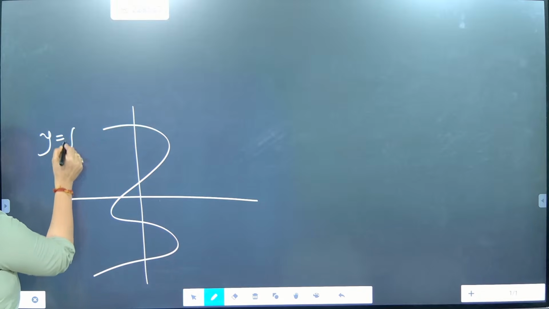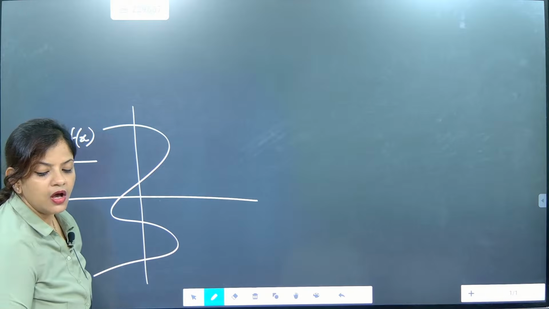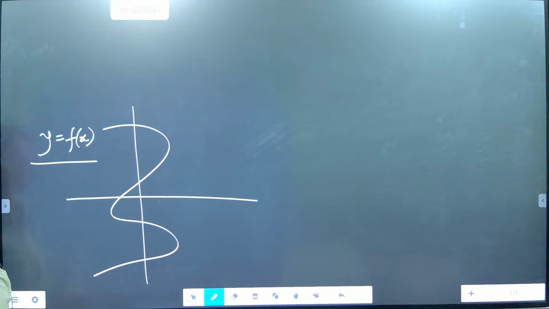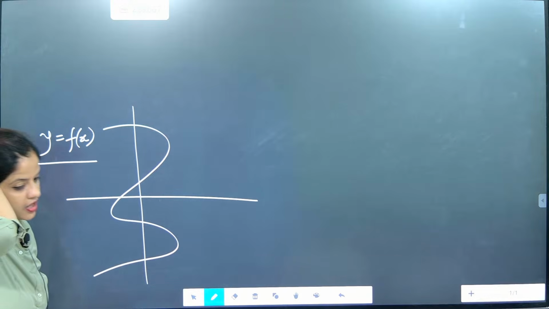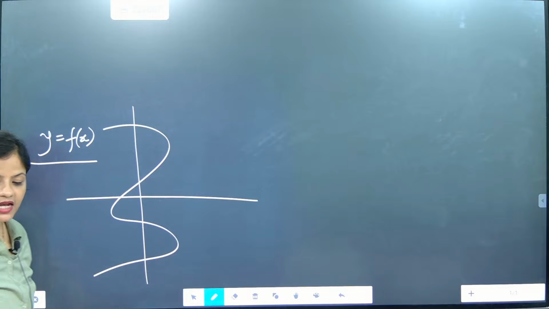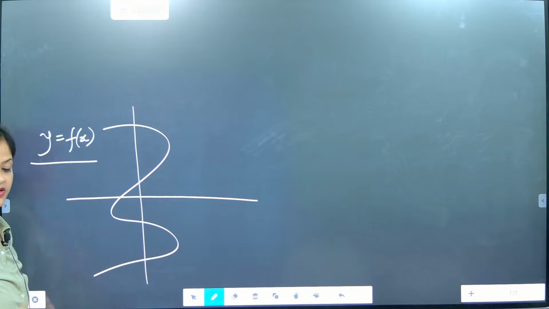y is equal to f of x, then how many zeros are there? How many zeros are there when y is equal to f of x? The correct answer is 1. Why will the correct answer be 1?